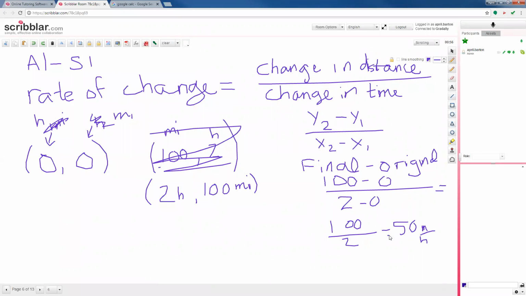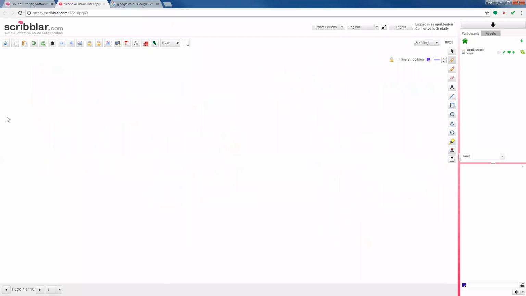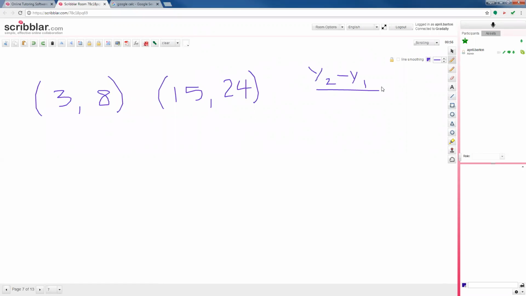But it's not always an application type problem. Sometimes they just give you 2 points and say, find the rate of change. So this is where we have to go to a formula type process. So formula-wise, you saw me write up briefly y2 minus y1 over x2 minus x1. Just trying to give you the general idea first, and now we can just apply it to the formula.